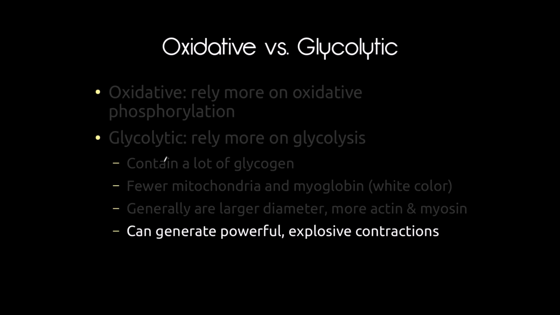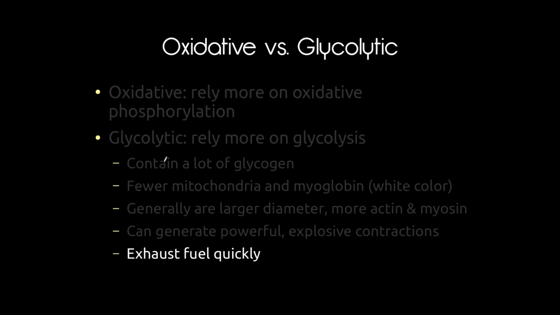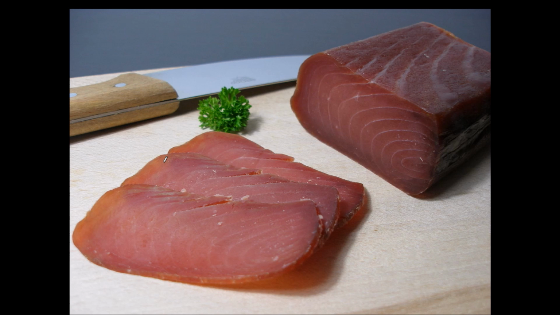So again, they can generate these powerful, explosive contractions. They can be using up this energy very fast. You can kind of think about this as a muscle car or something like that, which is very, very gas inefficient, but can go very fast with a lot of power, just not for very long. And like I said, they're going to exhaust their fuel very quickly because they're not very efficiently using the fuel that they have. They're not getting a lot of ATP out of that.